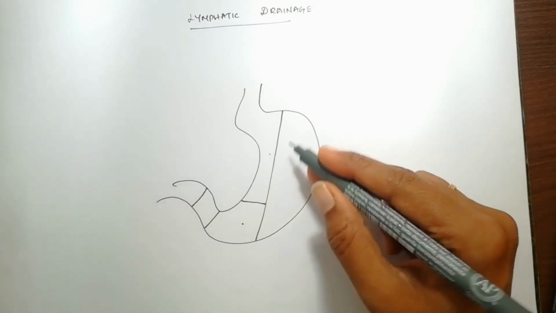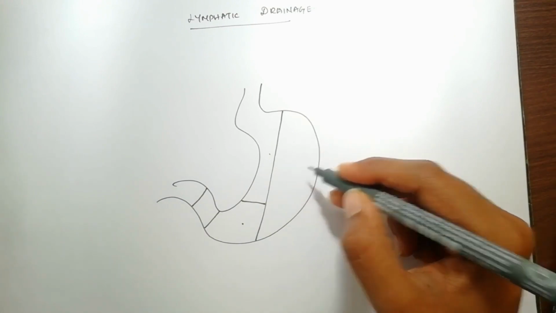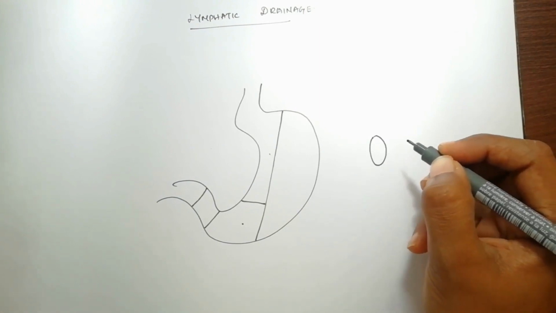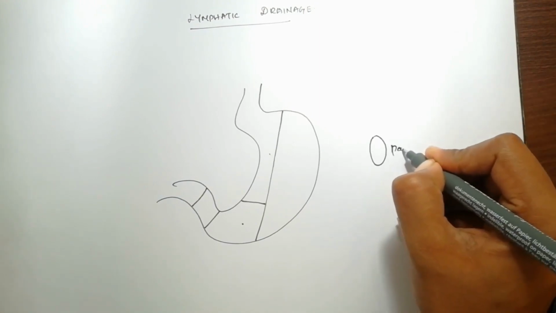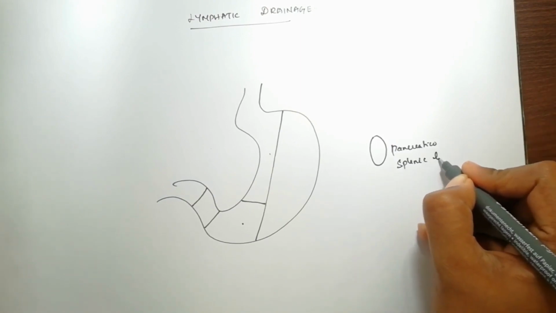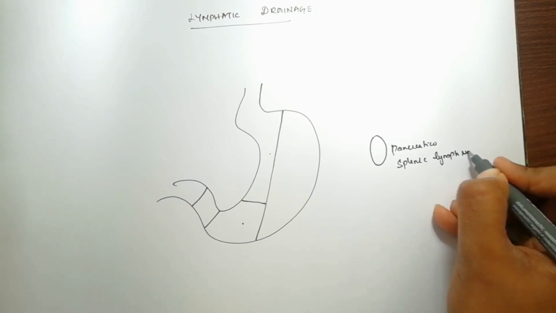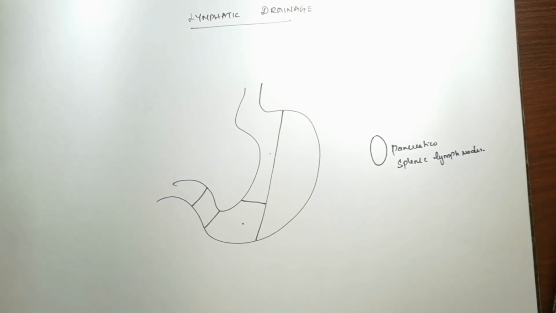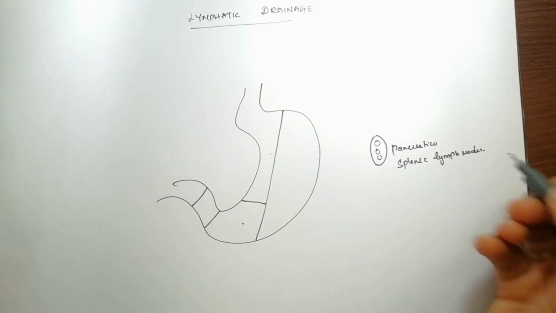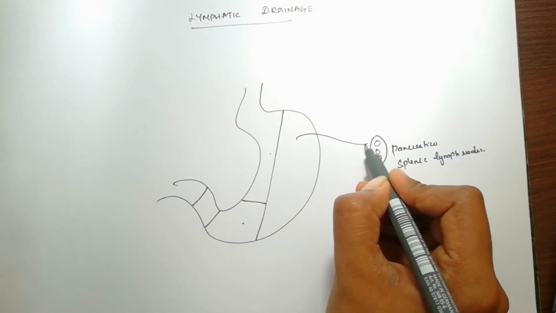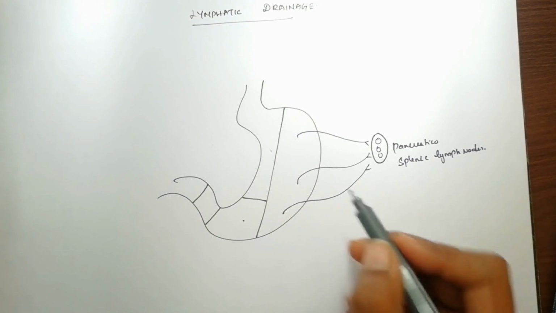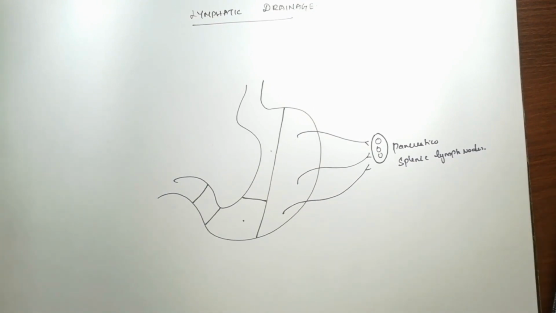So first, for draining the left half of the stomach, we have got lymph nodes at the pancreatic splenic junction, that is pancreatico-splenic lymph nodes, which is seen between the junction of tail of pancreas and the spleen, hilum of spleen. So these lymph nodes are called as pancreatico-splenic lymph nodes, which is going to drain the left half of stomach.